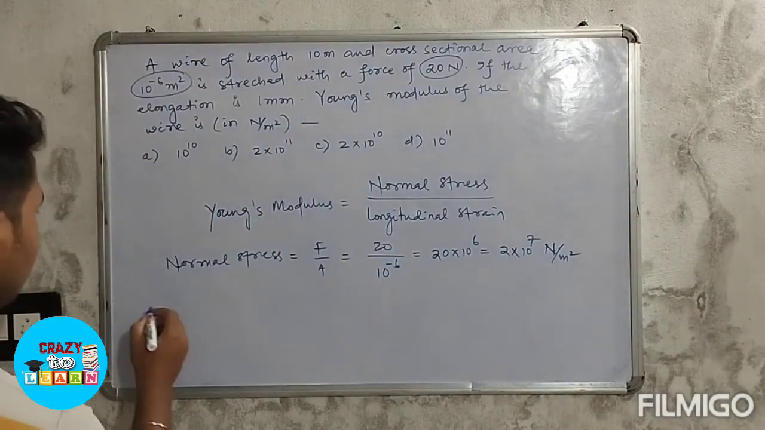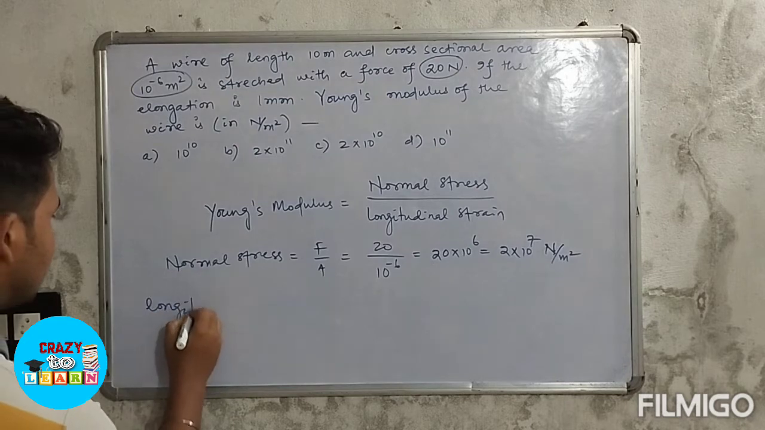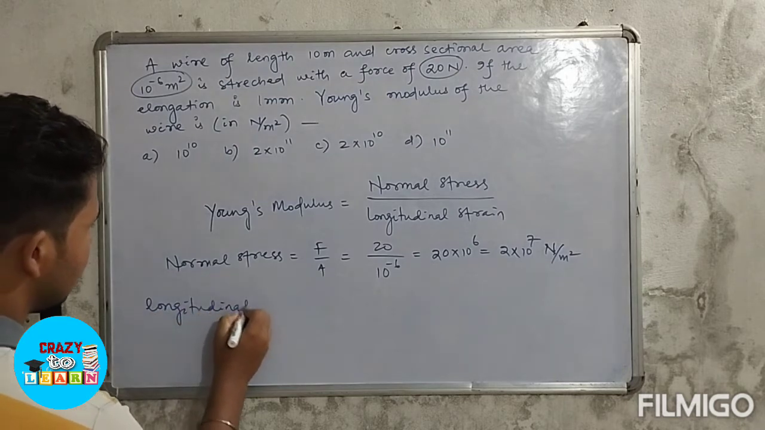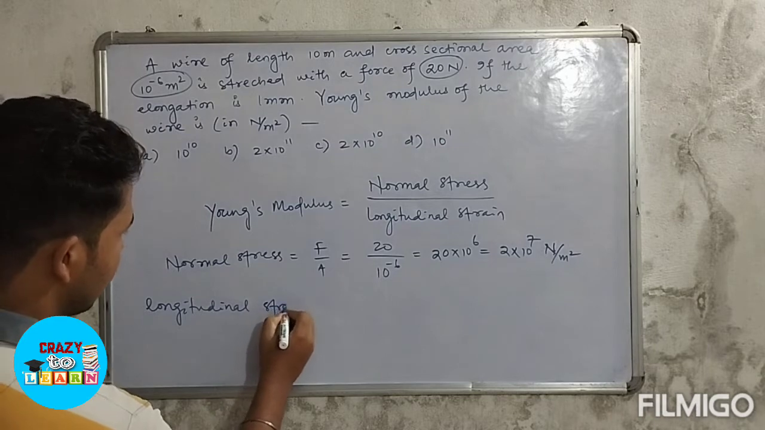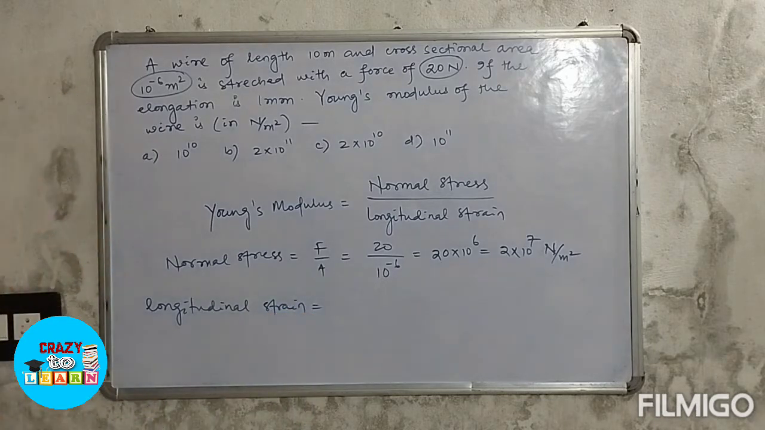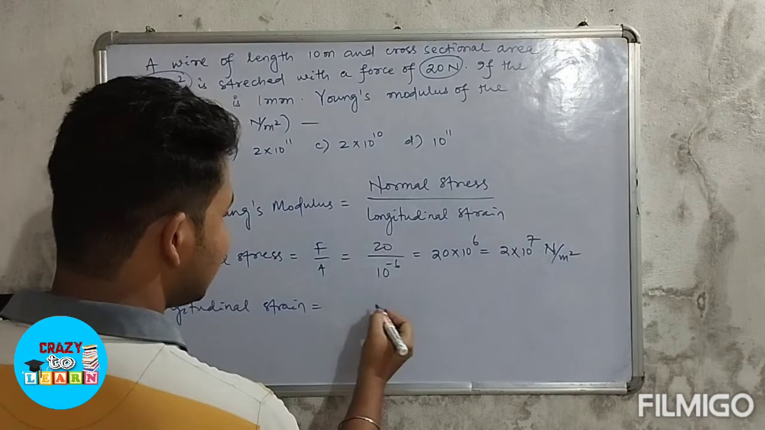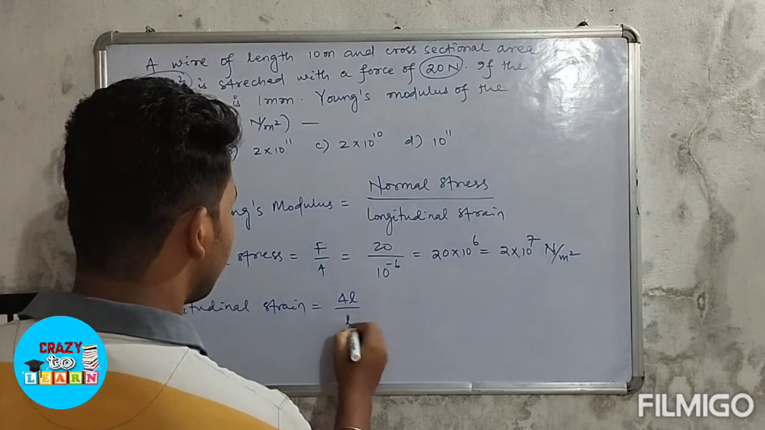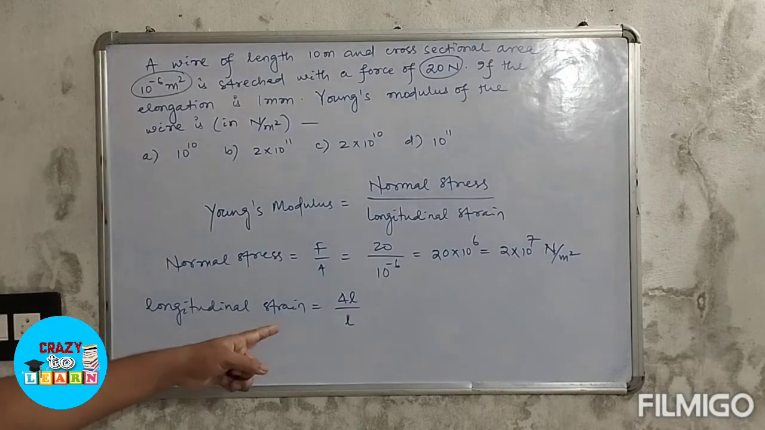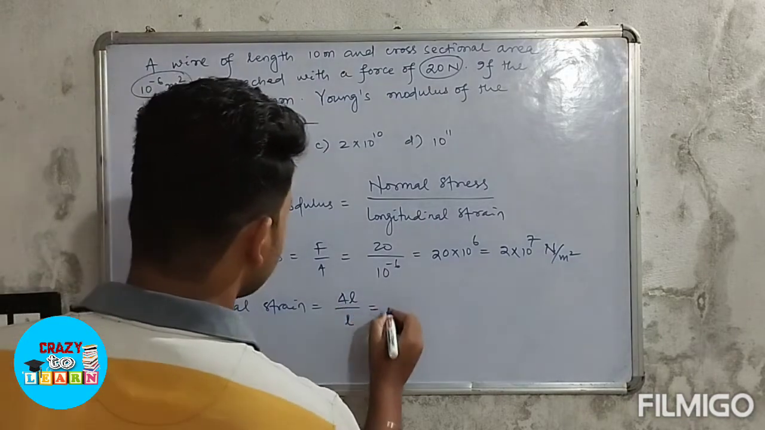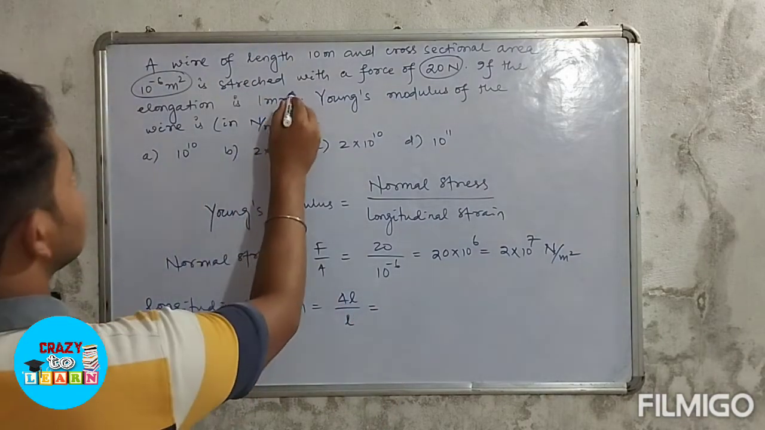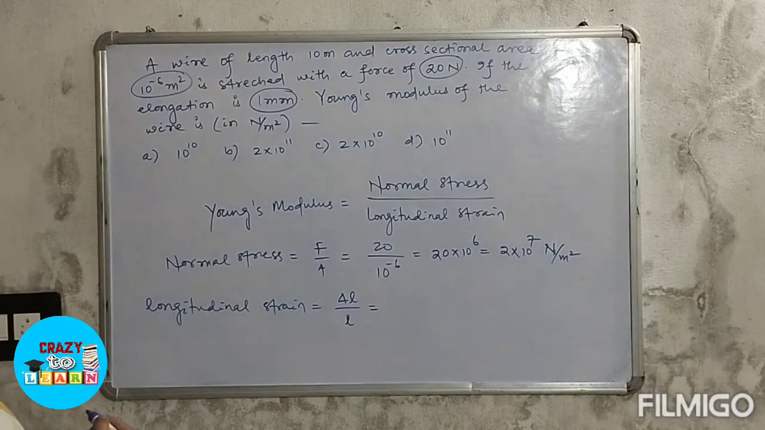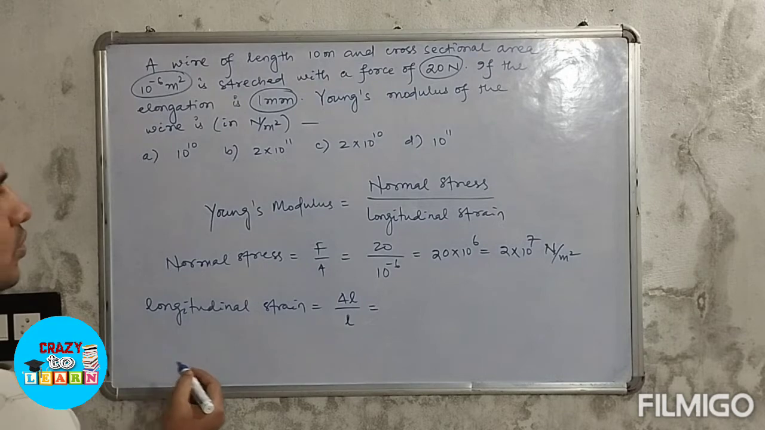Now we'll find the longitudinal strain. What is longitudinal strain? The longitudinal strain is change in length divided by original length. Change in length is del L divided by original length, so del L by L. What is the change in length? The change in length is given to you, 1 millimeter. So del L is equal to 1 millimeter.